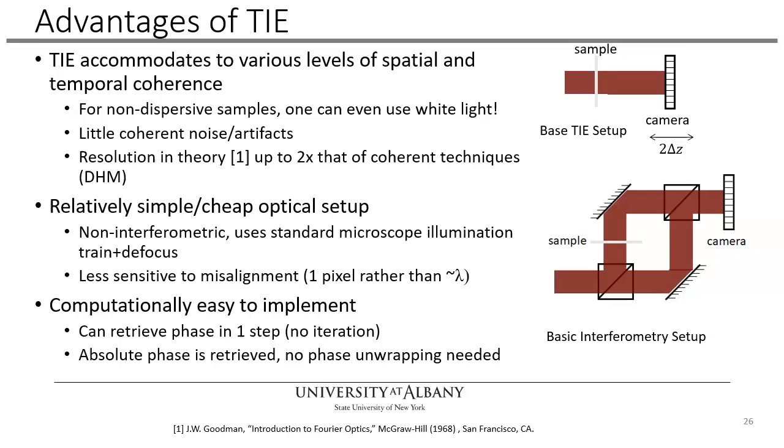So the resolution limit for this partially coherent light can double, in theory, what you can get with this. And I'll go into that in a little bit. It's relatively simple and cheap and easy to implement for biology labs. Standard illumination, no need for an interferometer. Less sensitive to misalignment. You really only have to maintain alignment between your measurements to one pixel, which are typically several microns to tens of microns in size, compared to DHM, which over the course of your measurement has to be fraction of a wavelength, which is hundreds of nanometers. And it's computationally easy to implement. Once we've written the code for this, you just put in two images or three images into the code, it pops out a result, no iteration needed, no phase unwrapping needed.